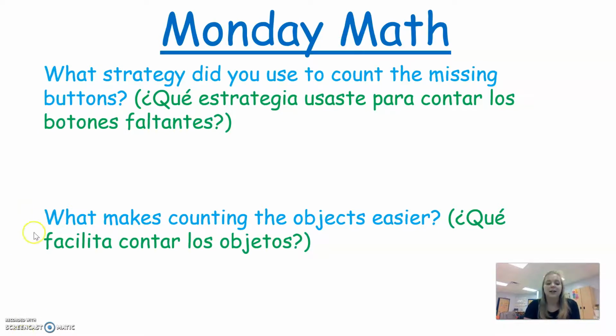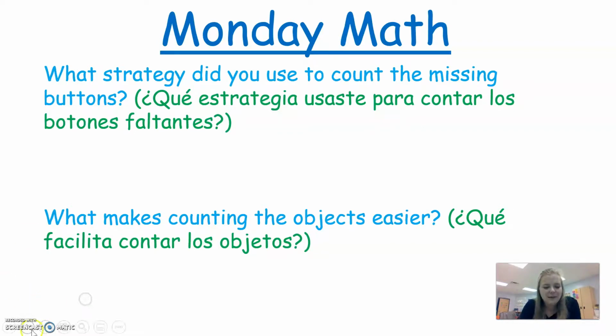Alright, this one says, what makes counting the objects easier? Well, I think it made it easier to skip count by 5s. It made it easier than counting each one by one when I could see it in groups. Now you tell me what you think. Pause the video and let me know, okay?